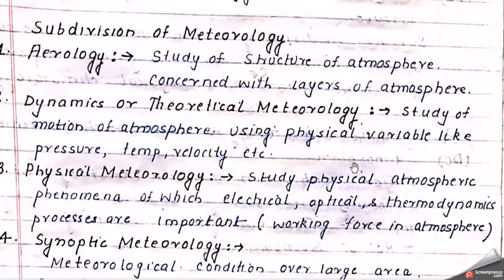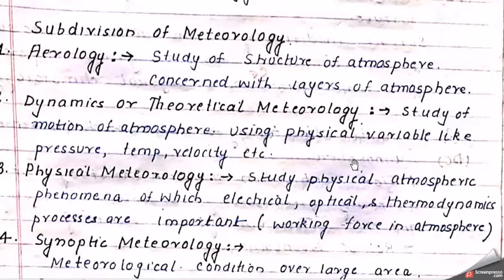Now we come to the subdivisions of meteorology. Meteorology is divided into various subdivisions. First is aerology, the study of the structure of the atmosphere, like above the surface of the earth, what type of layers are there, like thermosphere, troposphere, mesosphere, ionosphere, exosphere. So it is concerned with the layers of the atmosphere. The second subdivision is dynamic or theoretical meteorology. It is the study of the motion of the atmosphere, like how the air is moving, how its physical variables like pressure, temperature, velocity, etc. are varying. So this is dynamic meteorology.